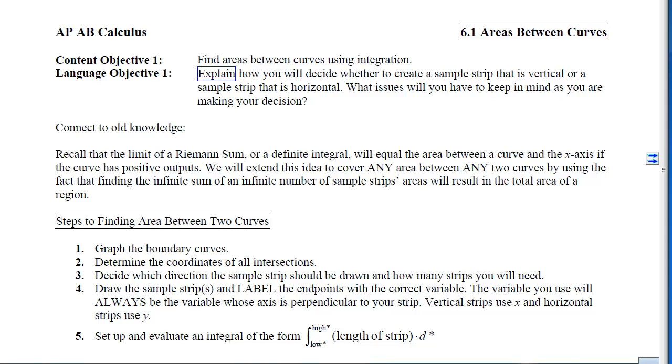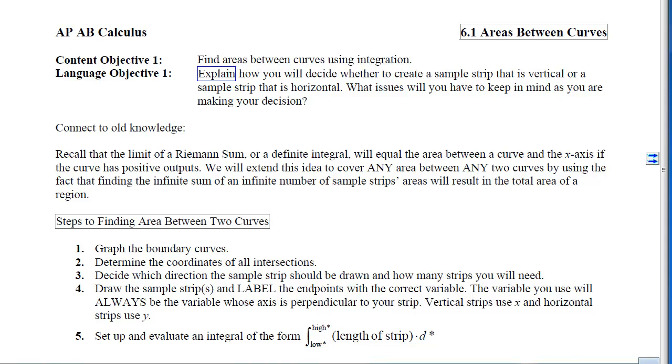The variable you will use will always, no exceptions, always be the variable whose axis is perpendicular to your strip. That means if you've drawn a vertical strip, you will use x's to label your endpoints. If you've drawn a horizontal strip, you will use y's to label your endpoints.